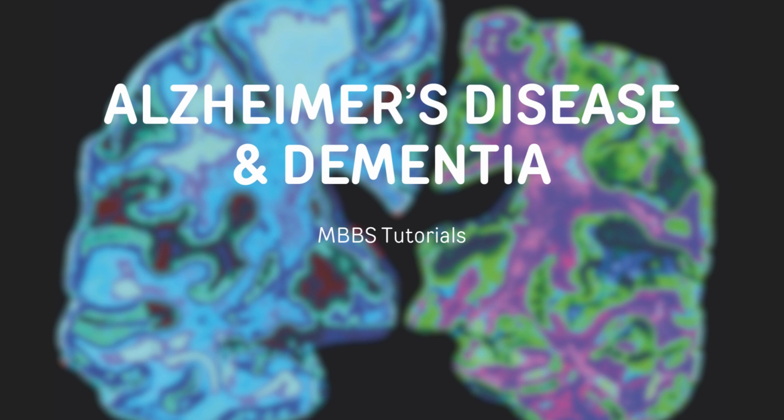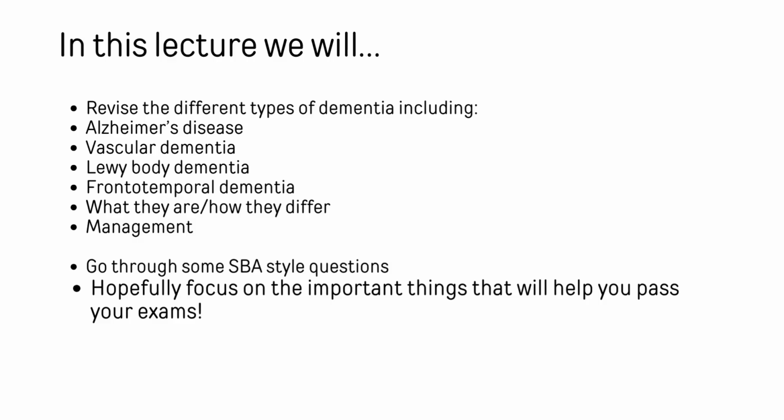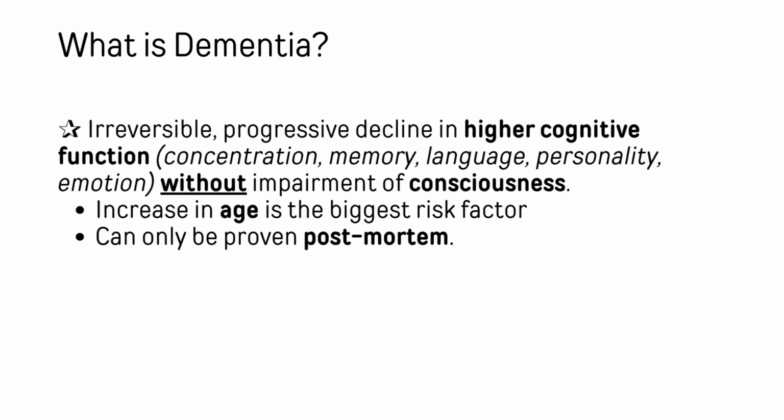Today we're going to be doing a very special episode. We're going to be learning about Alzheimer's disease and dementia, the next in the neurology series. So in this lecture we will cover the following. We'll mainly be defining dementia, going through the different types of dementia, and talking through a bit about how they differ and their management, and hopefully lots of SBAs to help you practice.